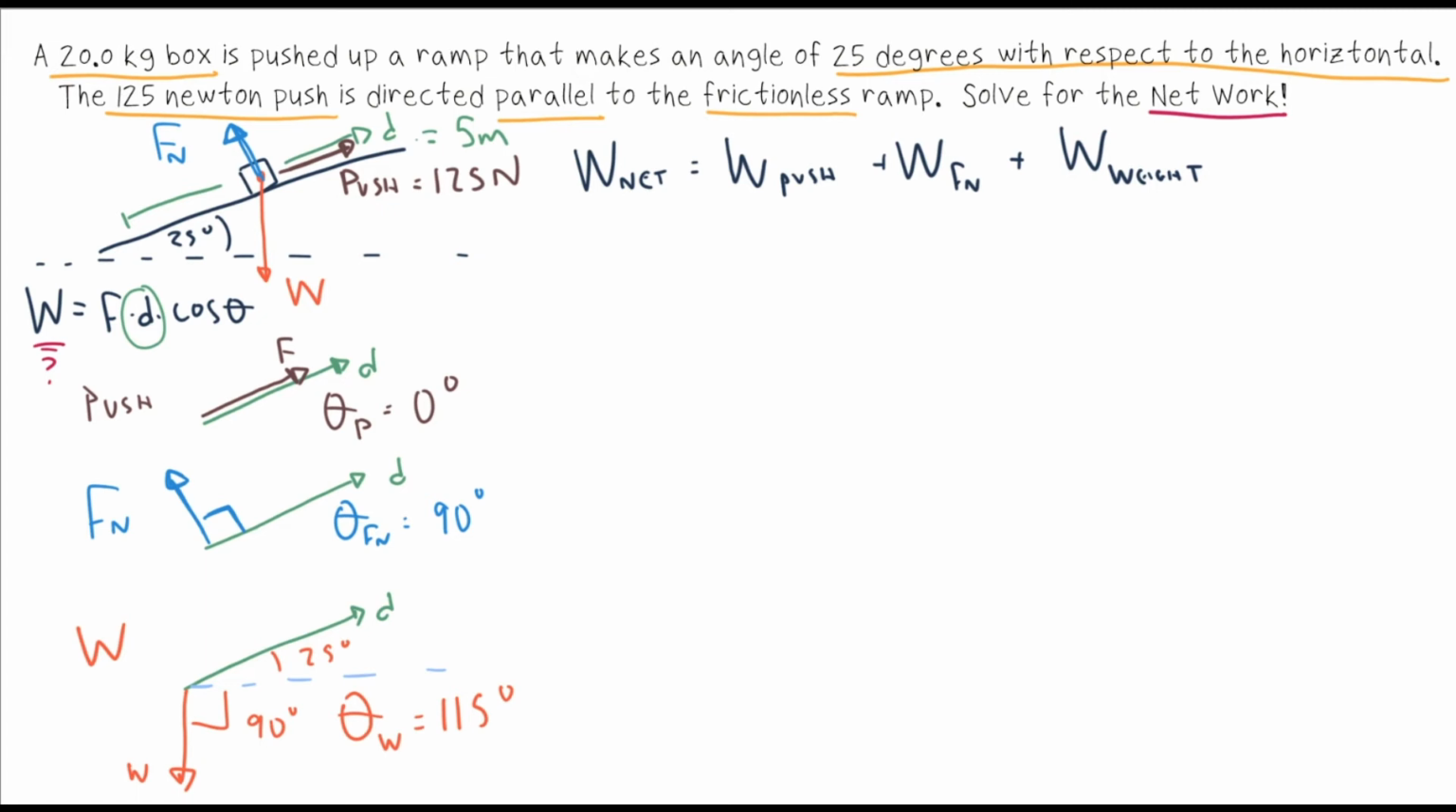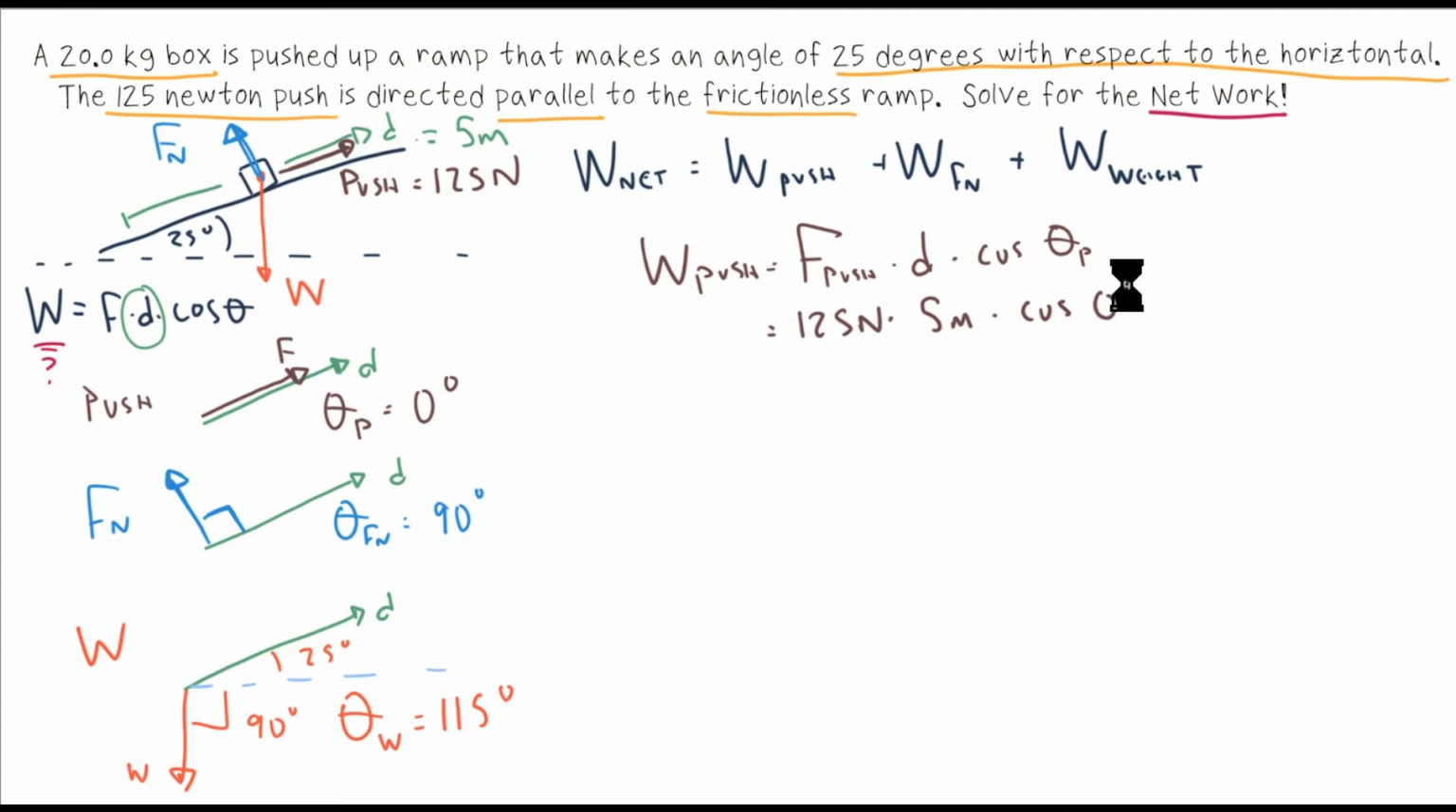All right, and then we just need to plug all those things in with our displacement of 5 meters and see what we get. So we'll just work our way down the list. The work done by the push is equal to the force of the push times the displacement times the cosine of the angle between those 2 values. So we were given that it's 125 newtons over 5 meters.